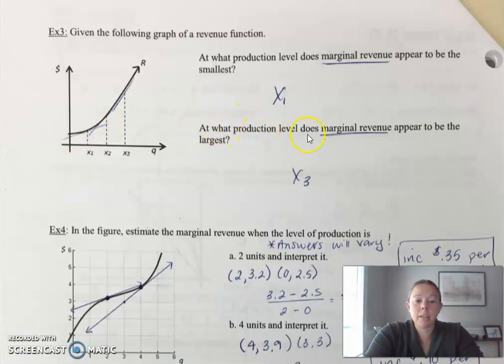Then at what production does the marginal revenue appear to be the largest? Well, that's going to be your steepest slope. So x sub 3. So you got to start thinking marginal revenue, marginal cost. You have to immediately start to think derivatives, slope of the tangent line.